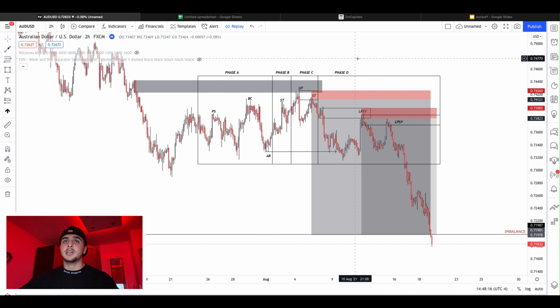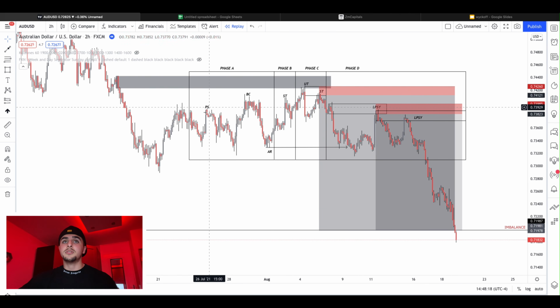Okay, so as we can see here, phase A, we have our preliminary supply, our buying climax, our automatic rally, our second test. Now, as you can see, there was no trade that we have taken during these phases, right? Labeling them out is very unnecessary. We have clearly identified our area of supply that we're interested in, which is this area right here.